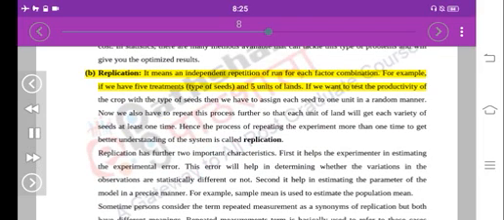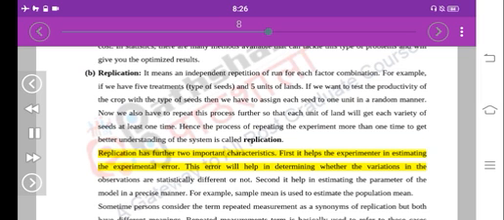B. Replication. It means an independent repetition of a run for each factor combination. For example, if we have 5 treatment types of seeds and 5 units of land. If we want to test the productivity of the crop with the type of seeds, then we have to assign each seed to 1 unit in a random manner. Now we also have to repeat this process so that each unit of land will get each variety of seeds at least 1 time. Hence the process of repeating the experiment more than 1 time to get a better understanding of the system is called replication.